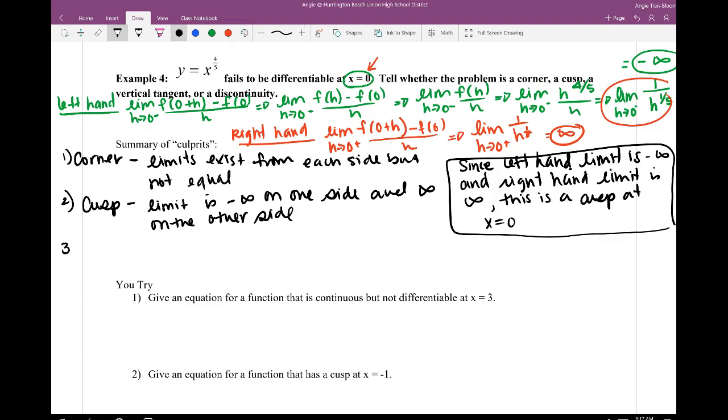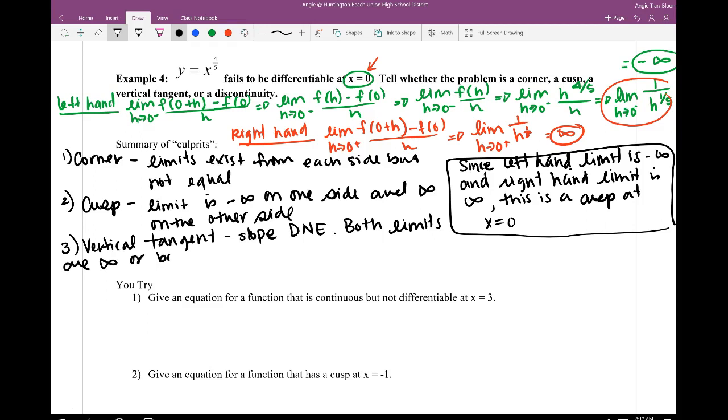Okay, then we have the third one that makes things not differentiable, called a vertical tangent. A vertical tangent is when the slope does not exist. Slope does not exist, okay? That means both limits are positive infinity or both are negative infinity. Then we have the fourth one.